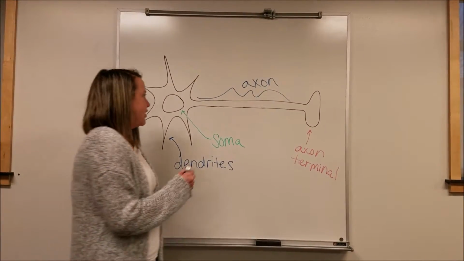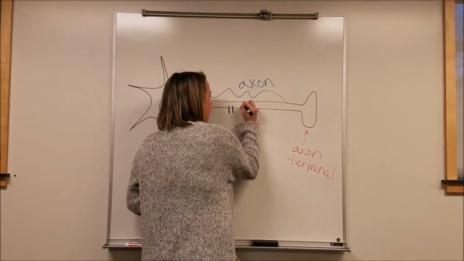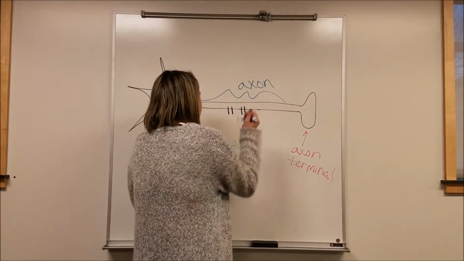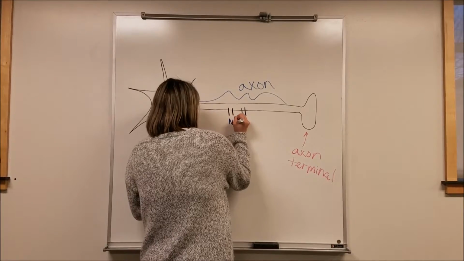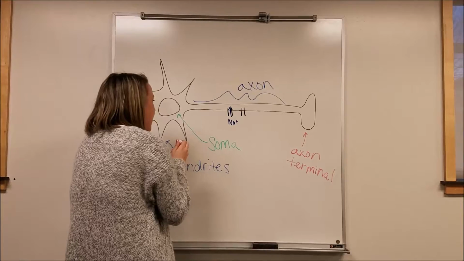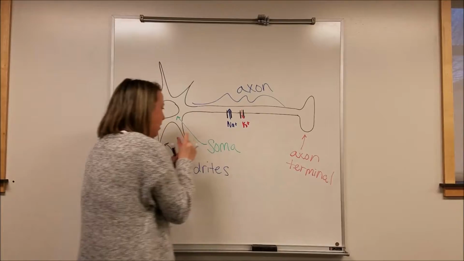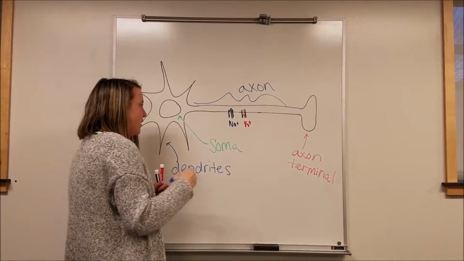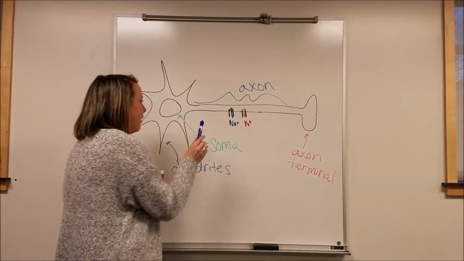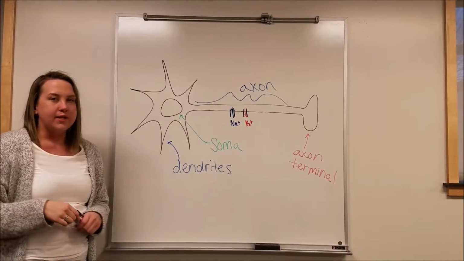During an action potential, there are different channels along the axon. And in these channels, sodium is able to flow into the axon, and potassium is able to flow out. Additionally, the positive charge on the sodium allows the positive charge to move down the axon, which allows additional channels to open.